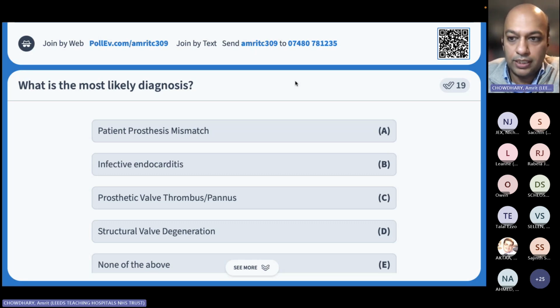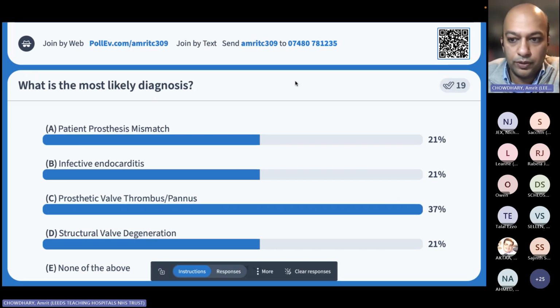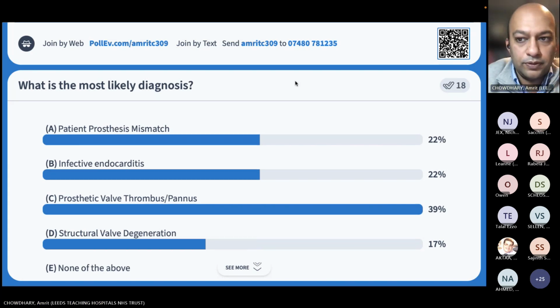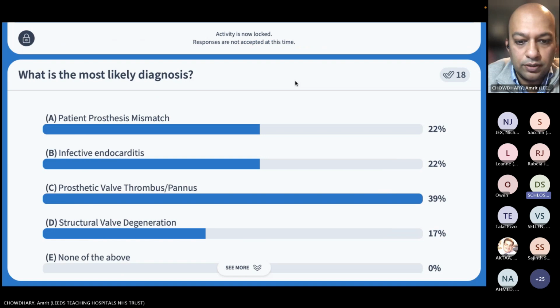Okay, up to 19. Let's have a look at what you thought. Quite a split. Most people going for prosthetic valve thrombus, pannus, and quite an even split between the other three options. Okay, this is a mechanical valve, and mechanical valves, of course, don't have structural valve degeneration. They were mechanical valves, weren't they? Yes. So mechanical valves don't really have structural valve degeneration. Structural valve degeneration is a term used for wear and tear of a bioprosthetic valve.